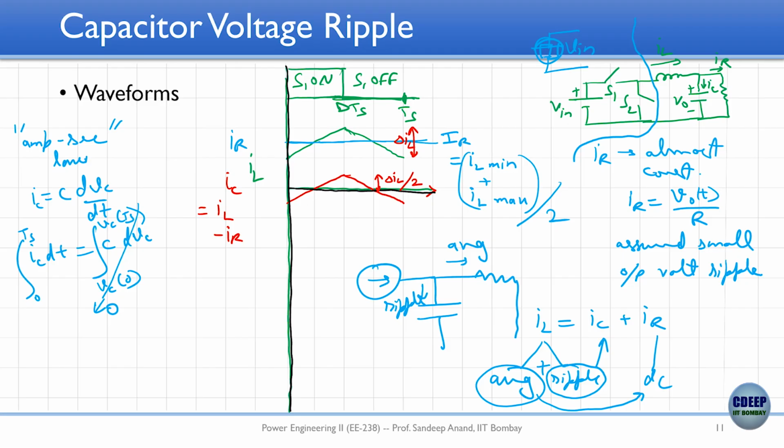What will be the average of capacitor current? It will be 0, right? So the max value, which is delta IL by 2, plus the min value, which is minus delta IL by 2, both things if you add, you get 0, divided by 2, you still get 0, right? So the average value of this current is 0. Is that okay?